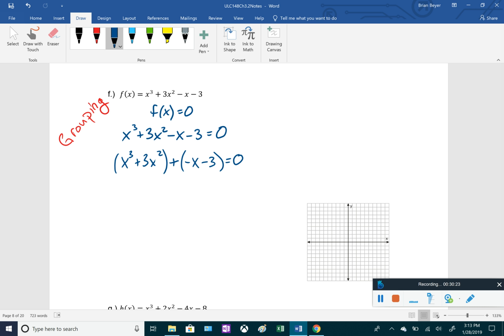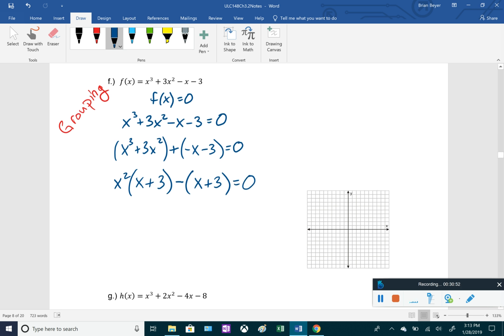So now what we're going to do is go in each one of those sets of parentheses separately and take out the GCF. The GCF from the first one is going to be x squared, and then we're left with x plus 3. So our goal is to get an x plus 3 left over in the second one. To do that, we have to factor out a negative 1. So we get minus parentheses x plus 3.